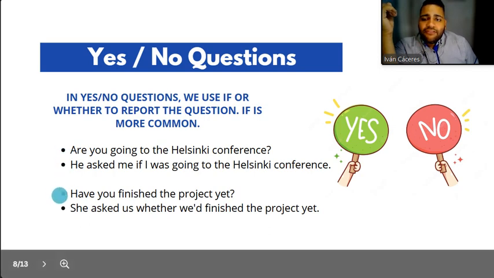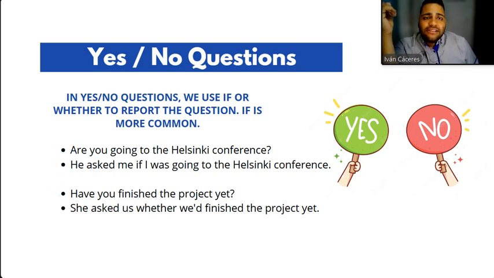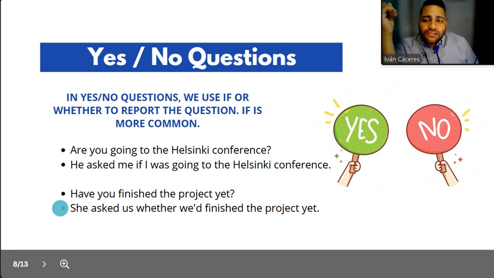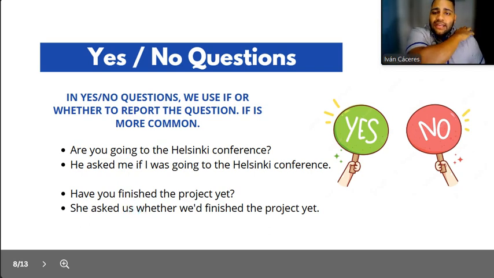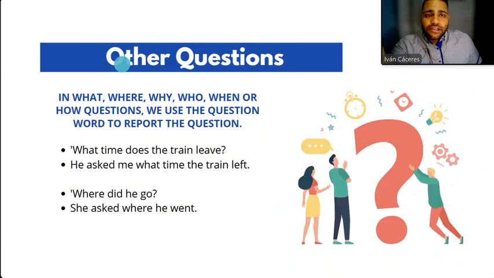And then you have here, "Have you finished the project yet?" This is a question in present perfect, but this question is also a closed question, okay? She asked us whether, here they are using whether instead of if, whether we had finished the project yet. You can also add at the end, you can also say "or not." Whether we had finished the project yet or not. Okay, depends on you.